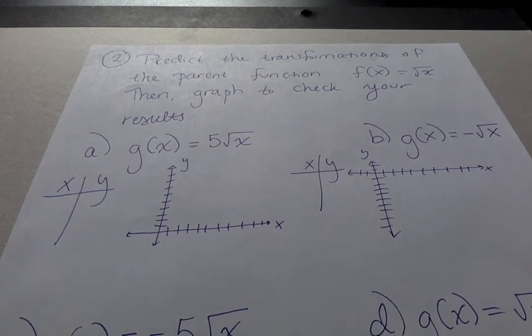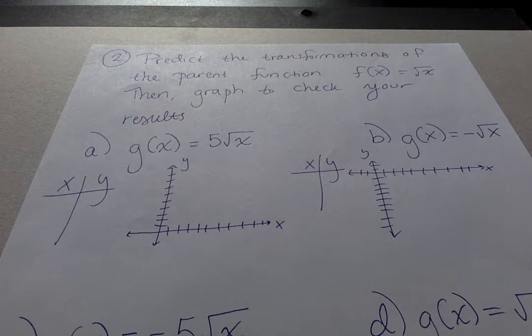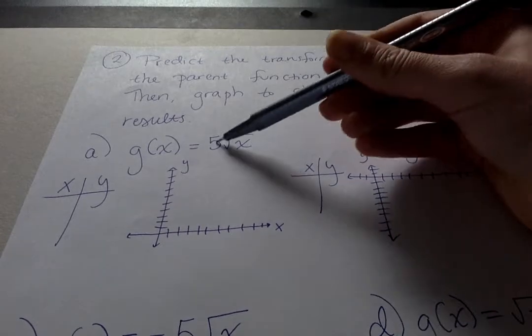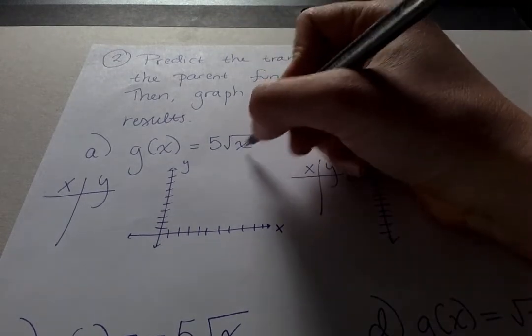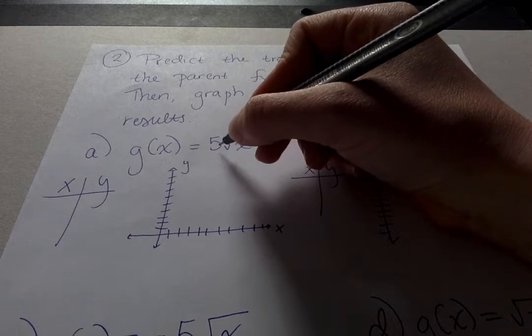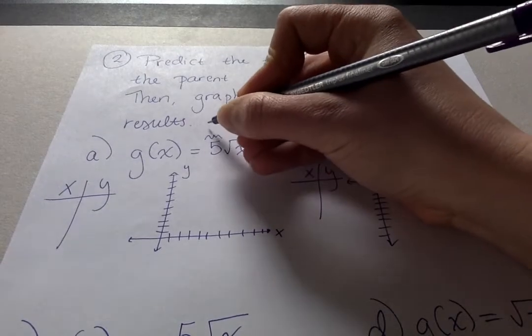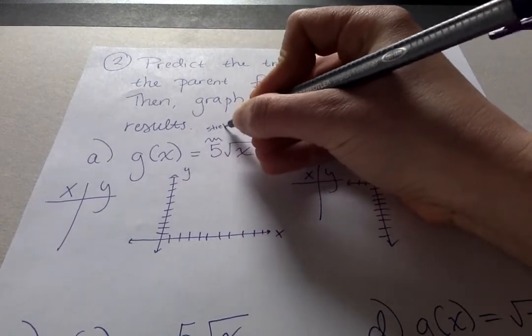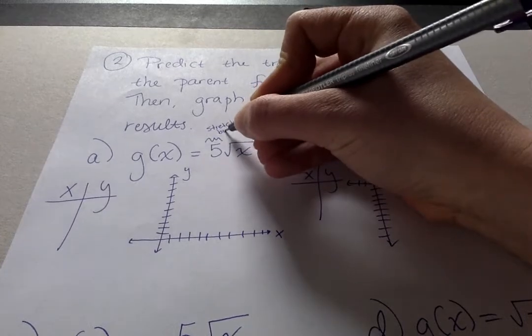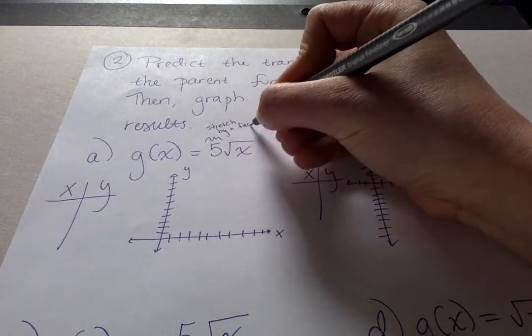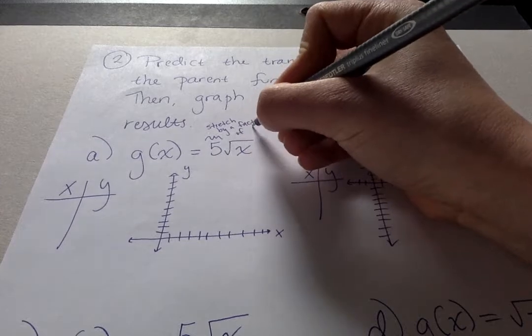Alright, this video is going to look at different stretches and reflections of the parent function of the square root of x. So first we're going to predict the transformation, and then we're going to graph to check our result. Let's look at A. We have 5 times the square root of x. Basically, we square root x, and any value we get, we multiply it by 5. This 5 should stretch the graph by a factor of 5.